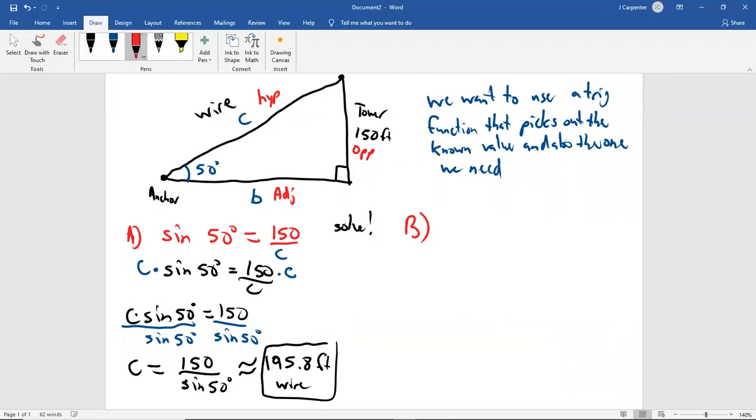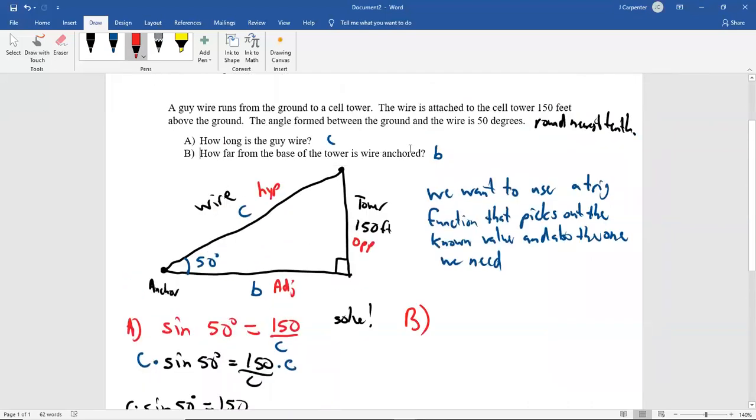For part B, we wanted to know how far away the anchor point was. Now, the point of this problem is that in the real world, you wouldn't necessarily have attached the wire yet. You may want to know how much wire you need first, cut it, then do the attaching. So doing the trig first would be important in that regard. Alternatively, you just throw the wire up there and cut eventually. And if you don't have a way of measuring it, you'll be able to measure it in post using trig. Okay. Next question was, again, how far away from the base of the tower is the wire anchored?